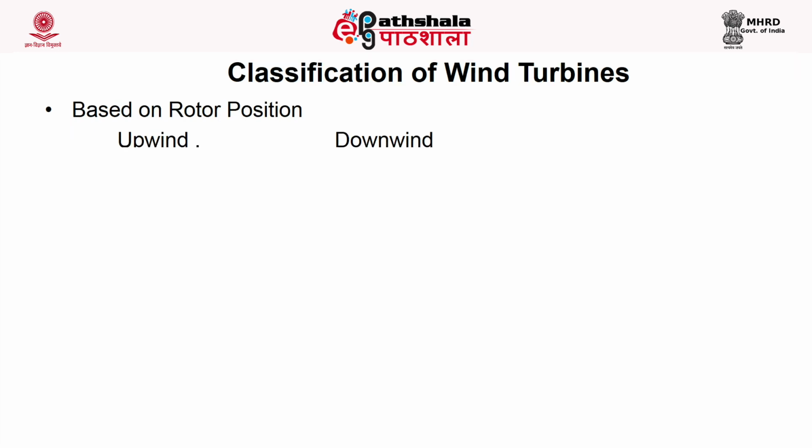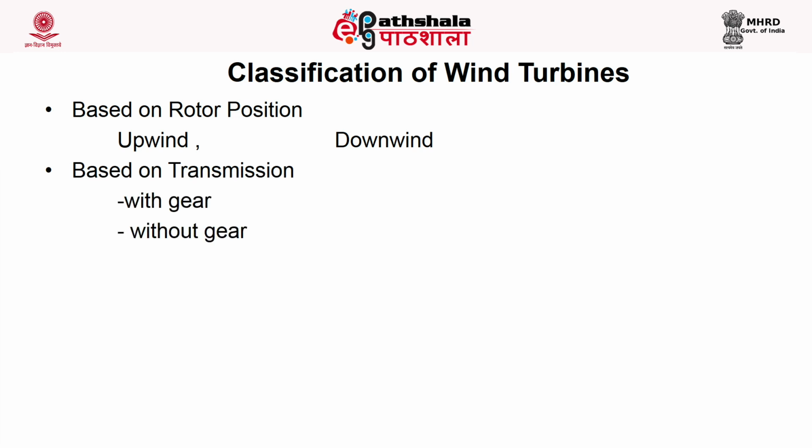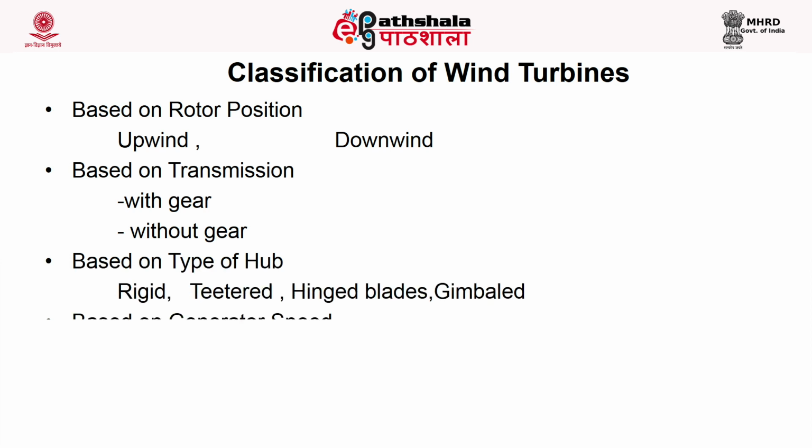Based on rotor position, it is classified as upwind and downwind. On transmission, it is divided as with gear and without gear turbines. Based on type of the hub, it is divided as rigid, teetered, hinged blade and gimbaled. Based on generator speed, it has constant and variable speed turbines.